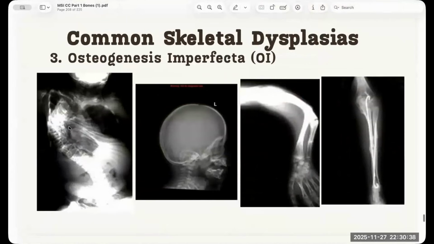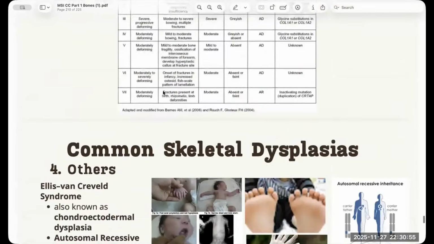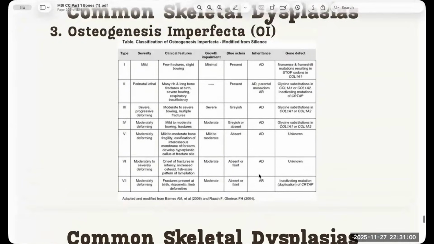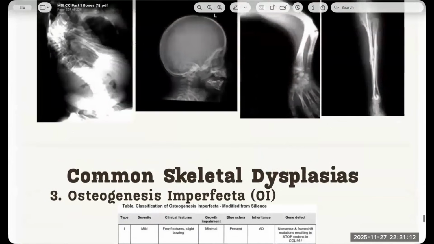Okay, here are some pictures. See the bending of the bones and so on. And here are the classifications of osteogenesis imperfecta from types and so on. This was in the lecture, so I just added it, but I generally do not know how high yield it is. Just know the gene defects, of course, and maybe just the types that are mentioned here. Okay.